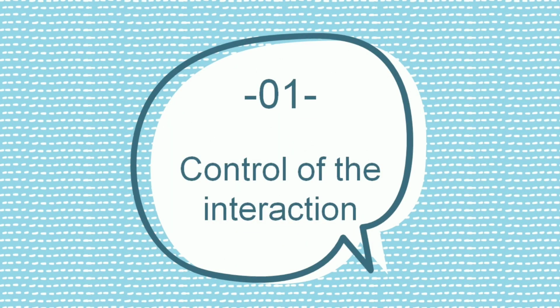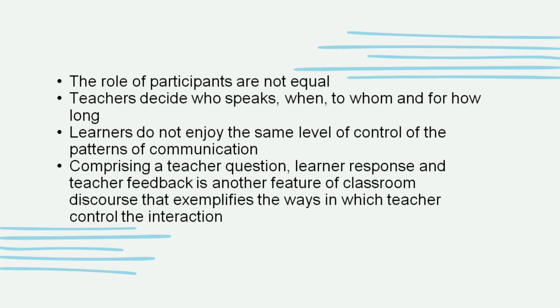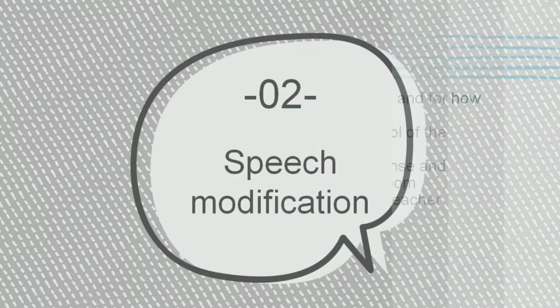Control of the interaction. The roles of the participants, teachers and learners, are not equal. Teachers decide who speaks, when, to whom, and for how long. Learners do not enjoy the same level of control of the patterns of communication. Comprising a teacher question, learner response, and teacher feedback is another feature of classroom discourse that exemplifies the ways in which teachers control the interaction.